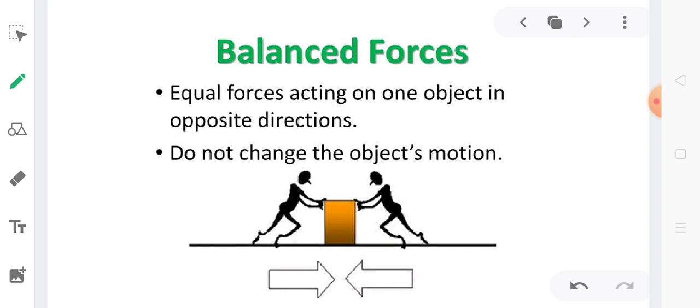I hope all of you have seen a balance. All of you might have visited a grocery store or a vegetable seller's store. You might have seen a balance. A balance is used to weigh the objects.